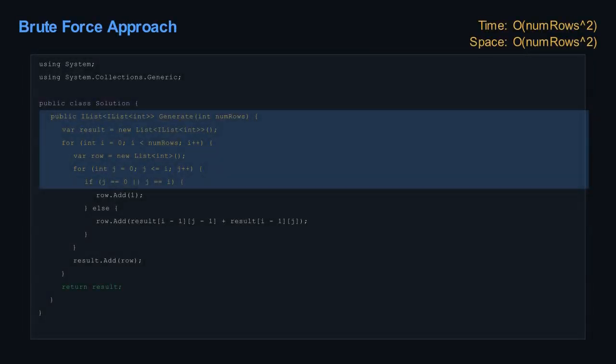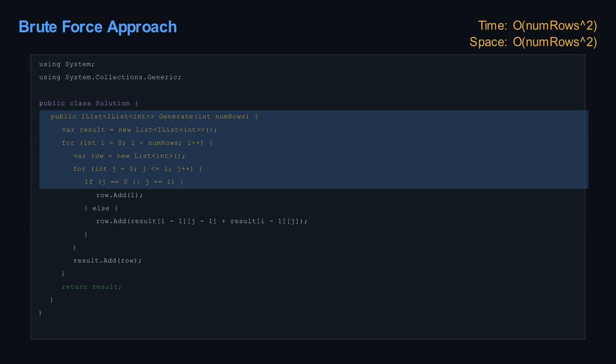Let's start with the most intuitive approach. We create an outer list to hold all rows. Then, for each row index i from 0 up to numRows - 1, we build a new list. Inside that row we iterate from 0 to i inclusive.